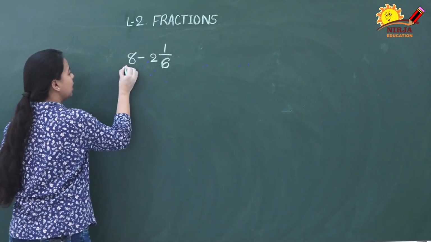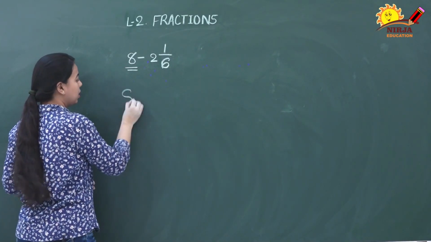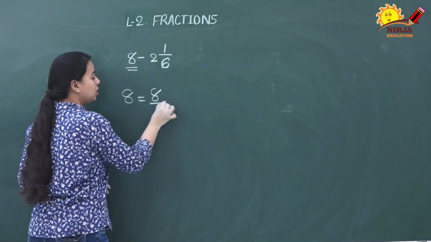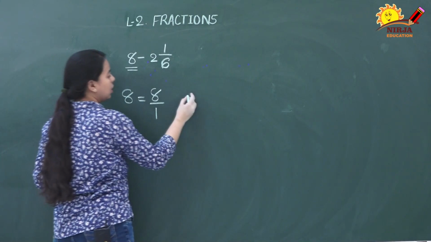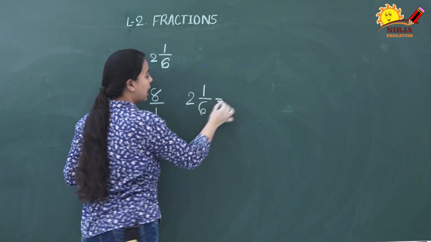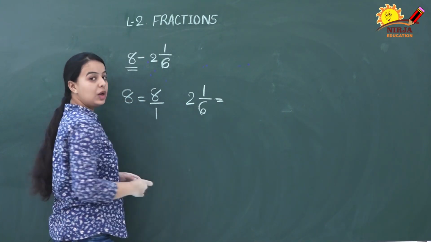Here 8 is given, 8 is a whole number. That means we can write this 8 as 8 upon 1. Let's pick another, 2 into 1 upon 6. How to convert mixed fraction into improper?